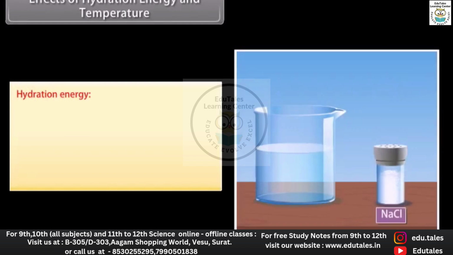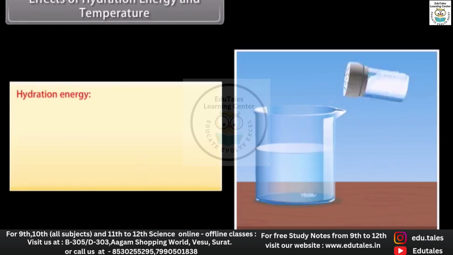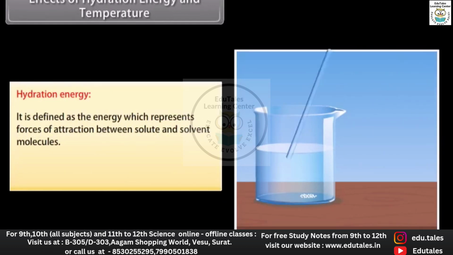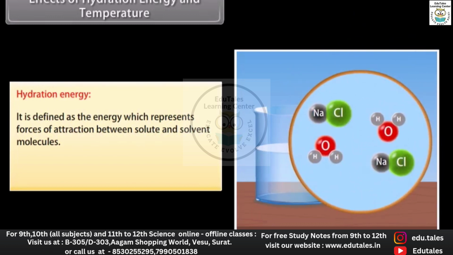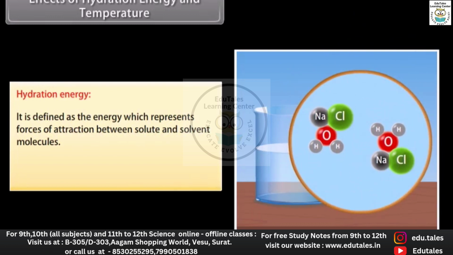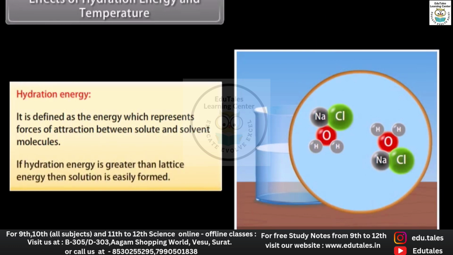Effects of hydration energy and temperature. Hydration energy. It is defined as the energy which represents forces of attraction between solute and solvent molecules. If hydration energy is greater than lattice energy, then the solution is easily formed.